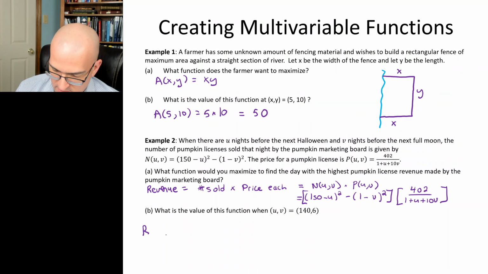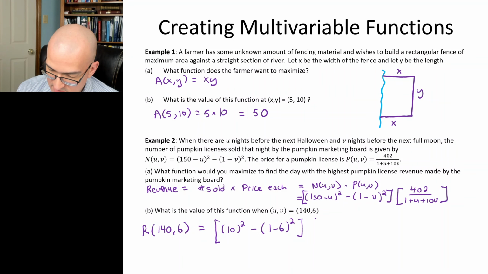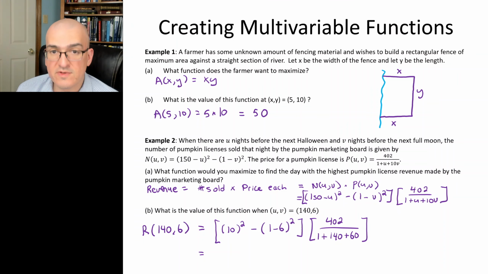So R of 140 comma 6 is equal to, just replacing the correct thing with the correct thing, we have 150 minus 140, which is 10 squared, minus 1 minus 6 all squared, and that's multiplied by 402 divided by 1 plus 140 plus 60. And we simplify, we have 100 minus negative 5 squared. Negative 5 squared is positive 25. 100 minus 25, we have a 75.